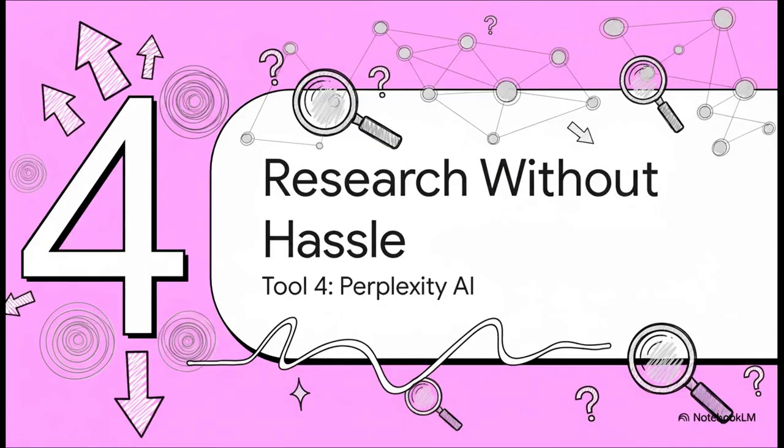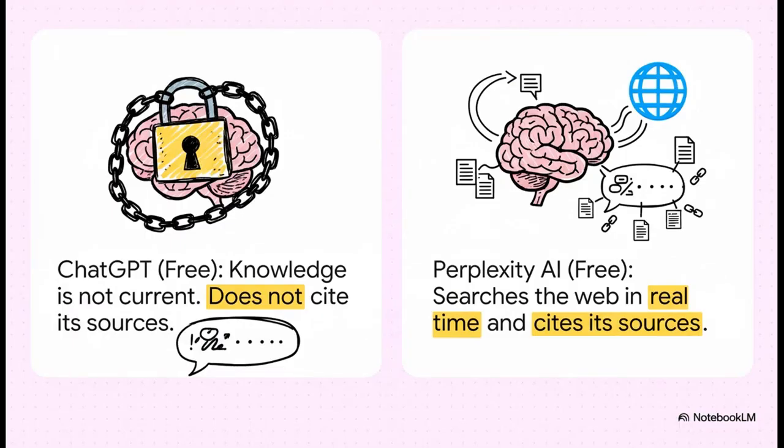All right, our 4th tool is one that could fundamentally change the way you find answers online. This is Perplexity AI, and it's all about doing research without all the endless scrolling and clicking through pages of search results. So the most important thing to understand here is how it fixes the biggest problems with the free version of ChatGPT.